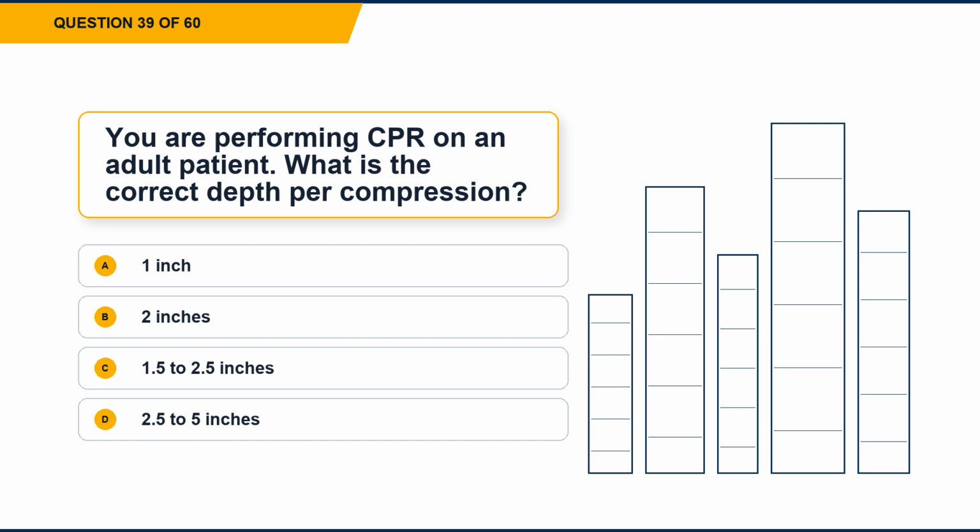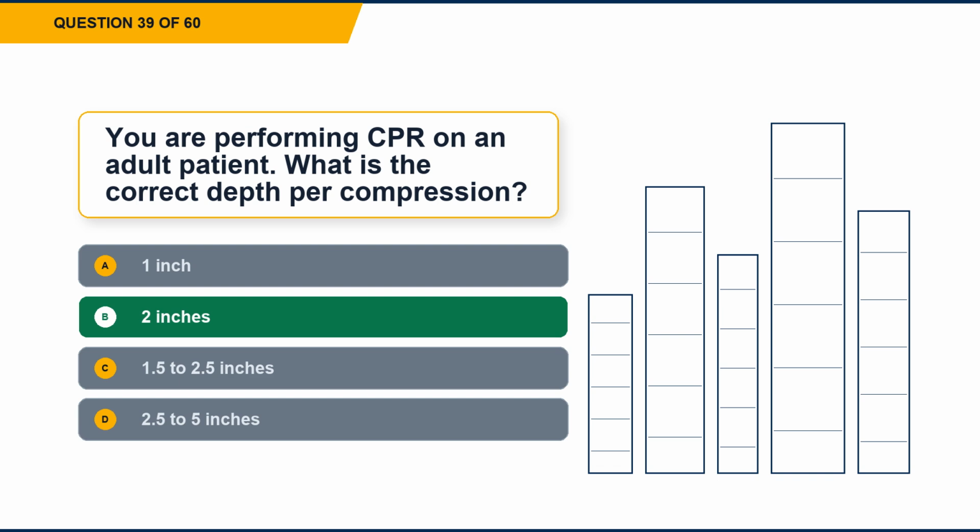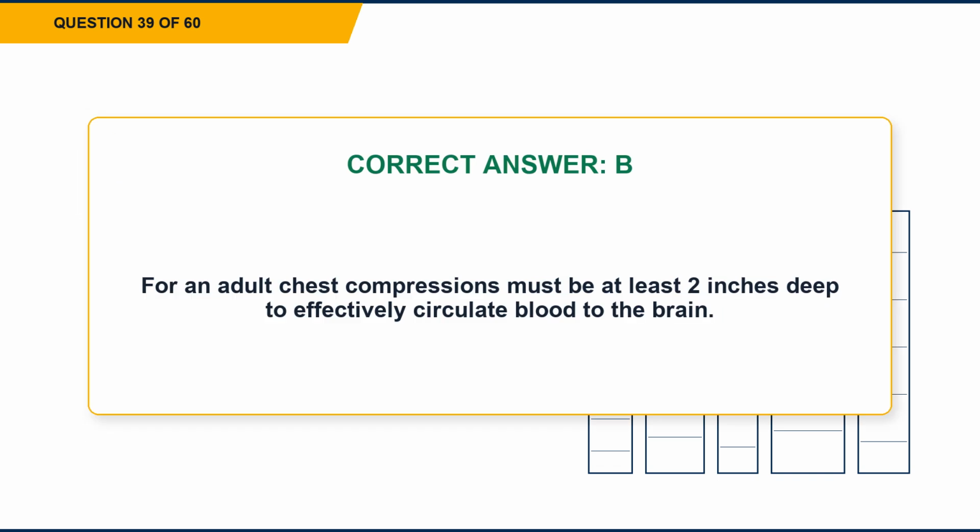Question 39. You are performing CPR on an adult patient. What is the correct depth per compression? Option A, 1 inch. Option B, 2 inches. Option C, 1.5 to 2.5 inches. Option D, 2.5 to 5 inches. The correct answer is option B, 2 inches. Explanation. For an adult, chest compressions must be at least 2 inches deep to effectively circulate blood to the brain.